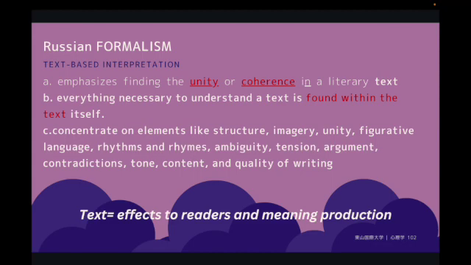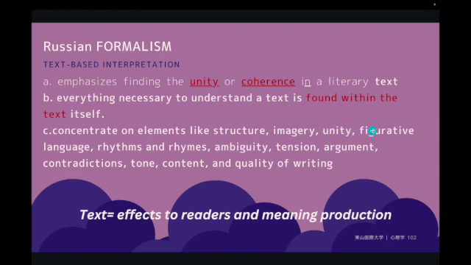So how are we able to interpret the text using the text itself? We just have to look into these things: structure, imagery, unity, figurative language. Of course, these are the literary devices: rhythms, rhymes, ambiguity, tension, argument, contradictions, tone, content, quality of writing. These may not pertain to all of the text. For example, for poetry, we can just use structure. This is how the text is written. Imagery, or mental pictures being said in poems. Unity, if there is unity.